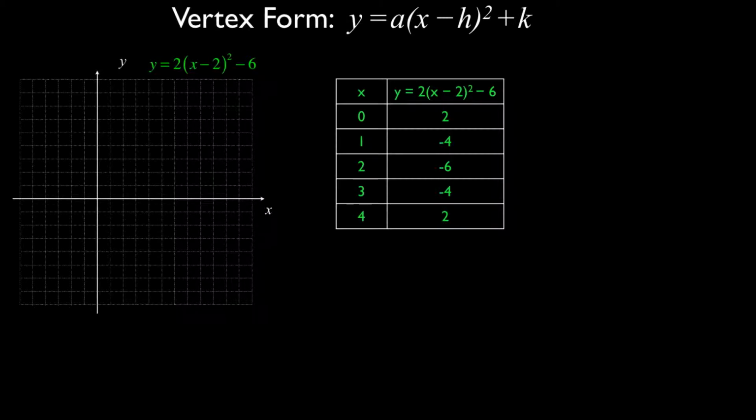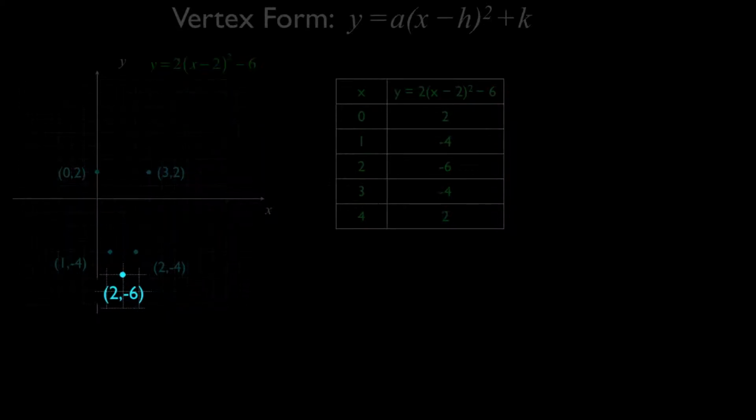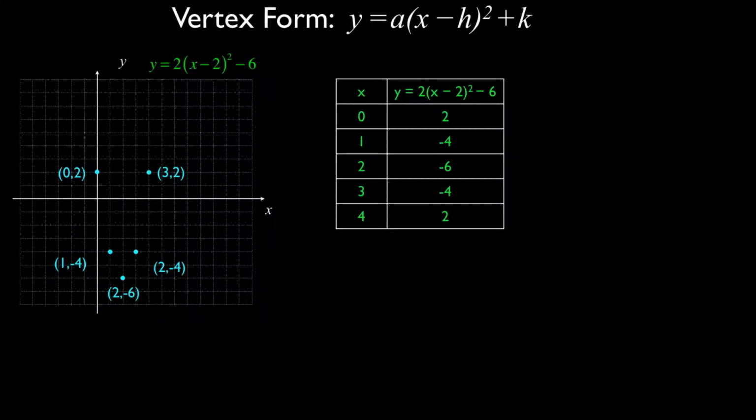Plotting those points, I get this. And it turns out that the low point on this curve is at (2, -6). Now that's not a coincidence. That in fact appears in the equation. Now you may be looking at this equation saying, wait a second, that's not the standard form that I referred to earlier. That's correct. This is what we call vertex form. In this form, you can actually pick the vertex right out of the equation. That's why it's very useful.